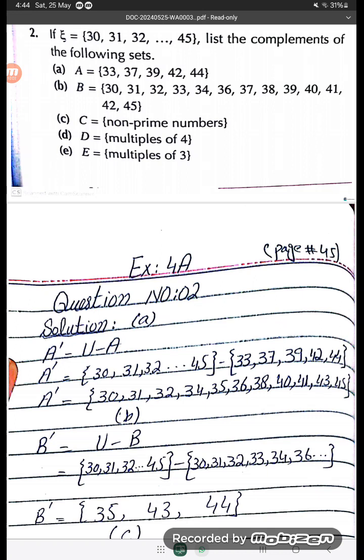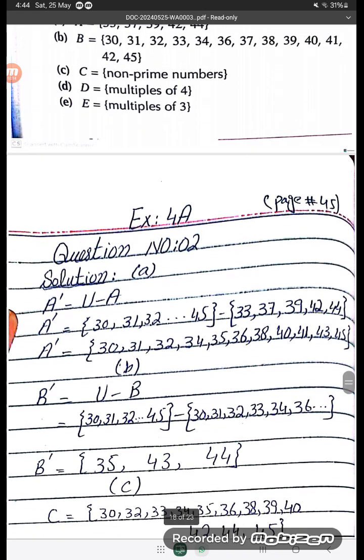30 as it is, 31 as it is, 32 as it is, 33 subtracted from 33, the answer is 0. So A complement is 30, 31, 32, 34, 35, 36, 38, 40, 41, 43 and 45.